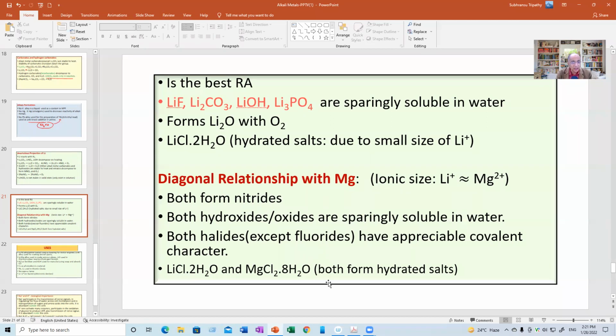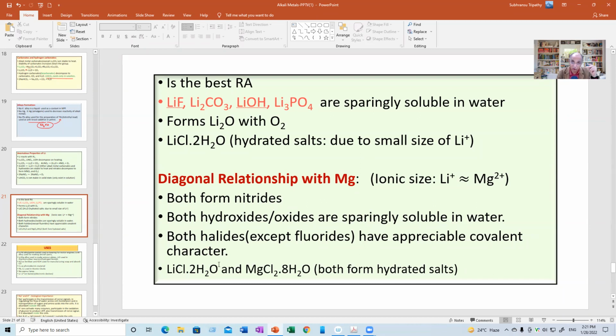So these are the diagonal relationship with magnesium, because their sizes are the same. Lithium plus and Mg2 plus have similar size. That is why they have many common qualities, like they both form nitrides. Both of their hydroxides and oxides are sparingly soluble in water. Both halides except fluoride have appreciable covalent character because they are small in size.